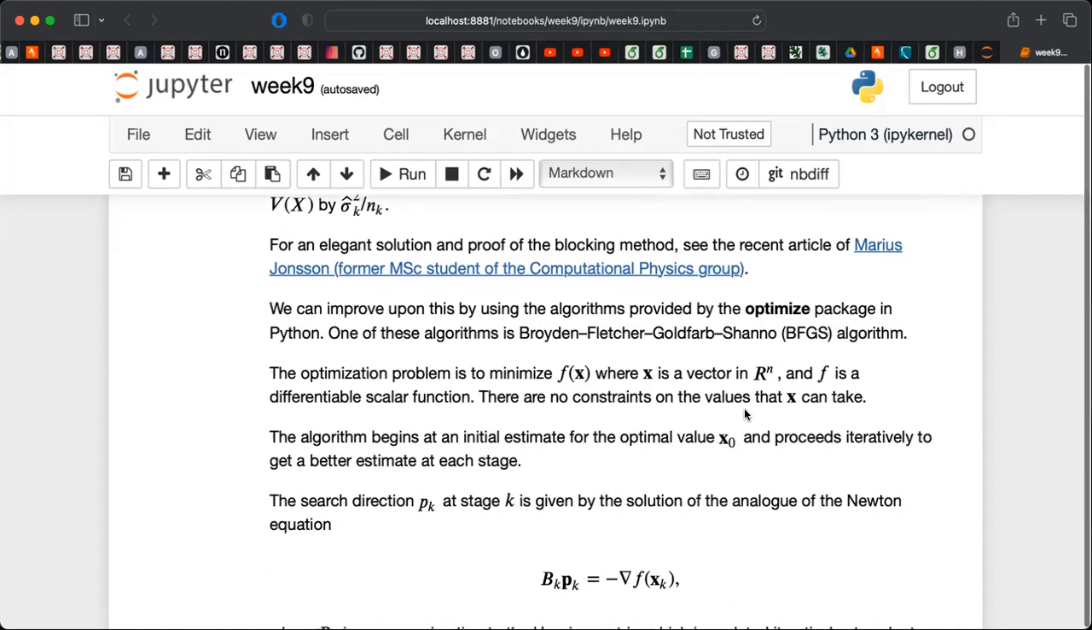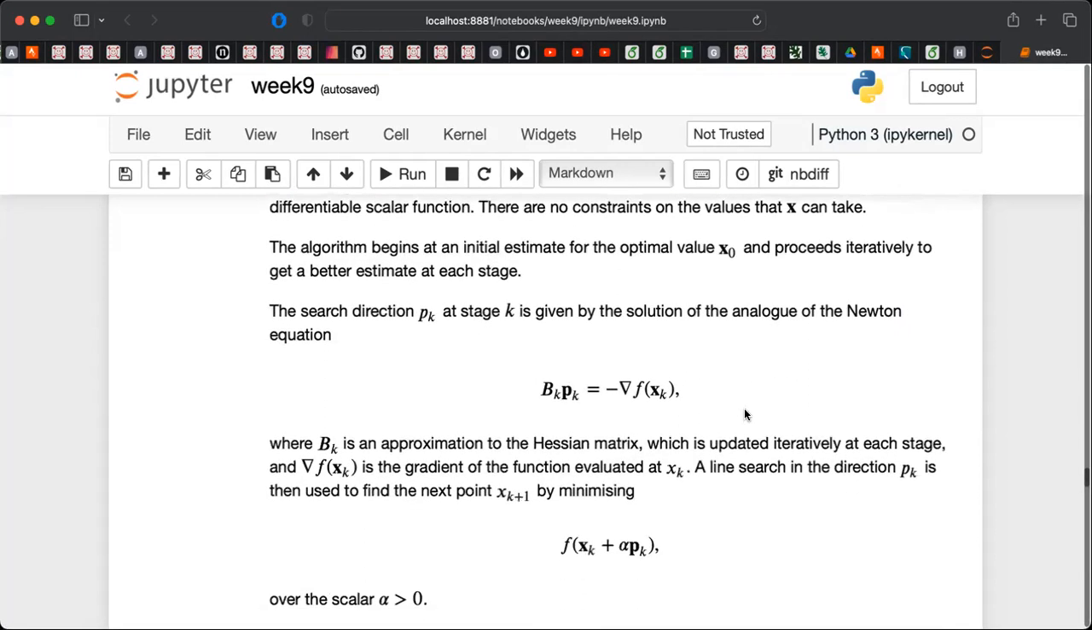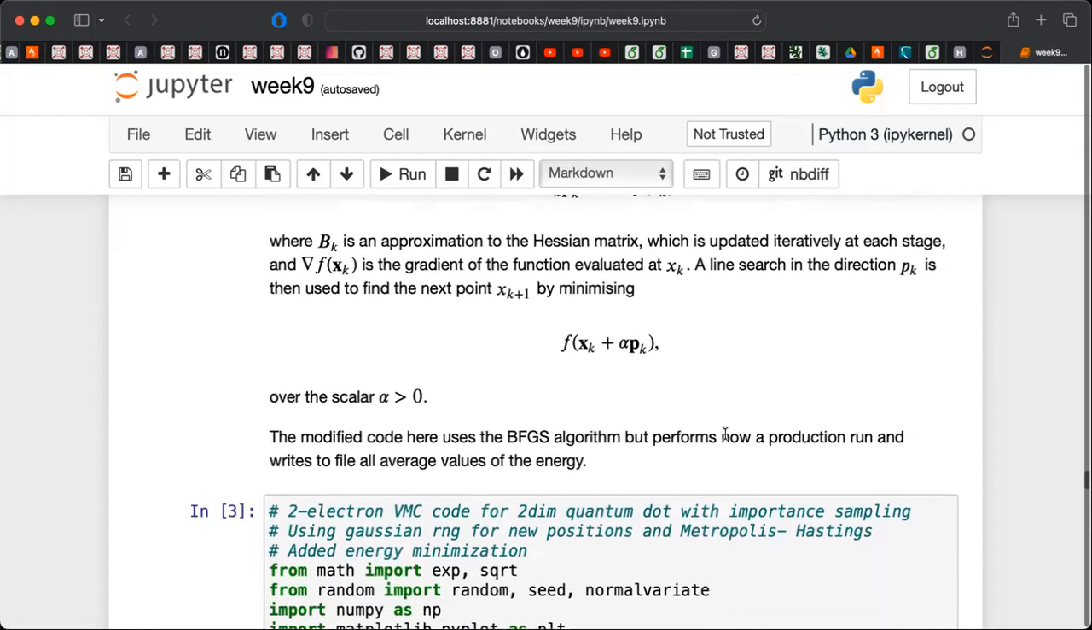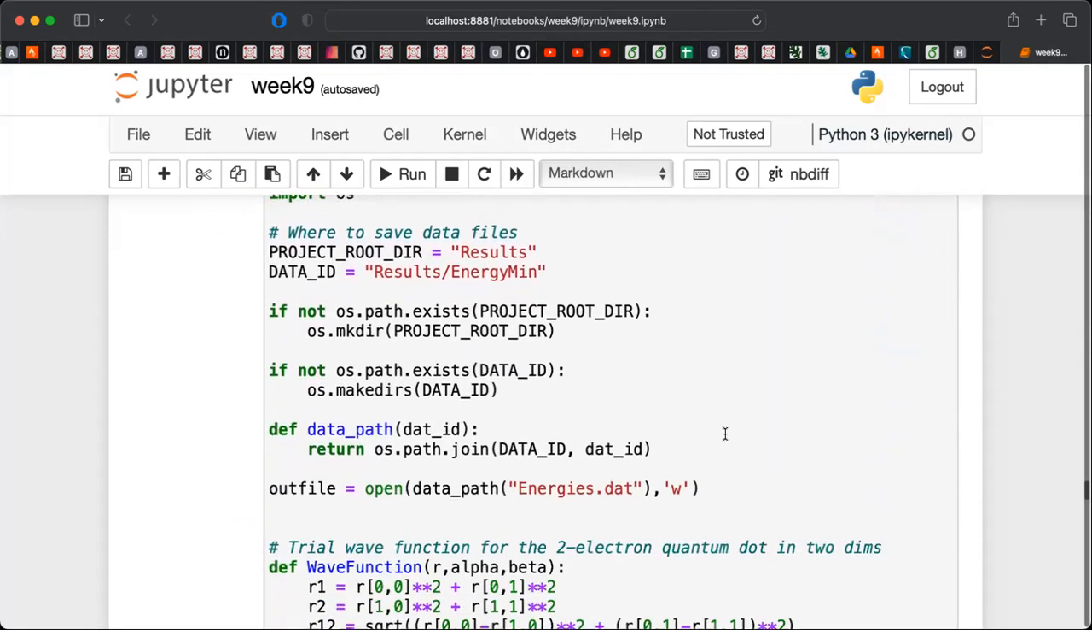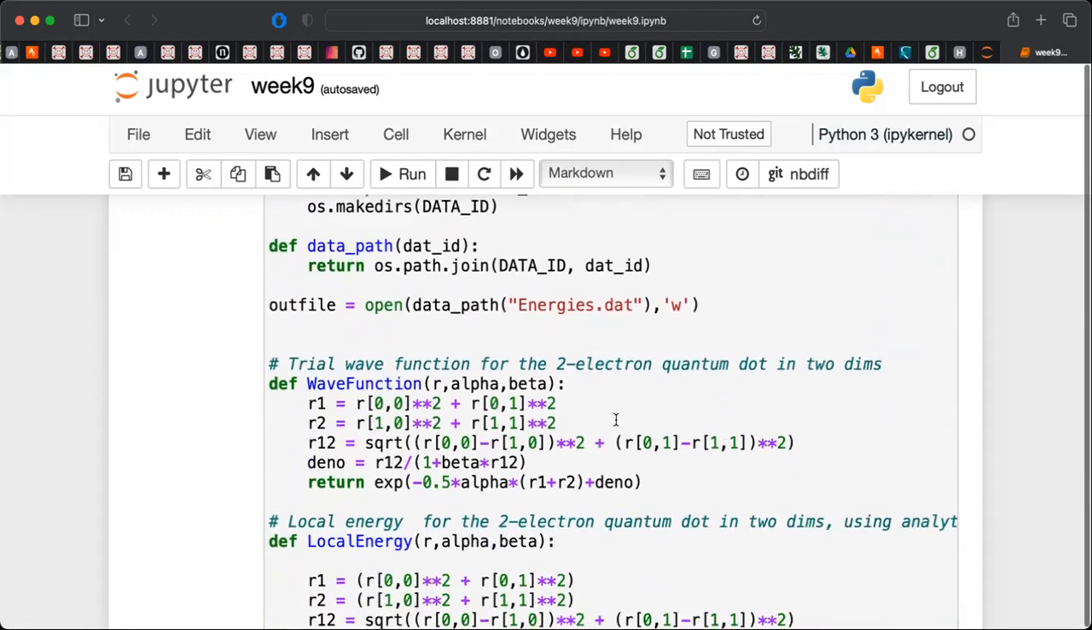And this is a quasi-Newton method where we try to estimate the second derivative without actually calculating it. And the search directions are then optimized by looking at the gradients. And in this case, we have the same program which we have seen before. It's a 2-electron case. The trial wave function contains the harmonic oscillator in 2 dimensions. So it's pretty similar to what we have in project 1, but then the correlated wave function is slightly different.